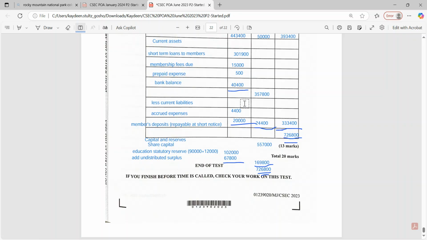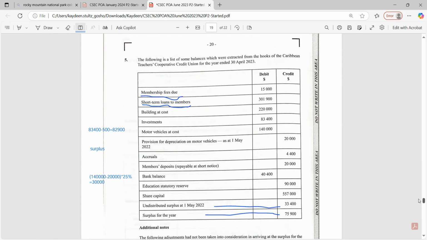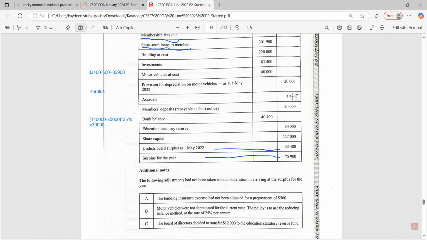We total our current assets, we get 357,800. We need to less our current liabilities from our current assets. So let's look for our current liabilities in the question. All right, so our current liabilities are accrued expenses. So it says accruals 4,400 and members' deposits repayable at short notice. So we have to repay our members. So it would be a liability for us at short notice. So it is a current liability of 20,000.